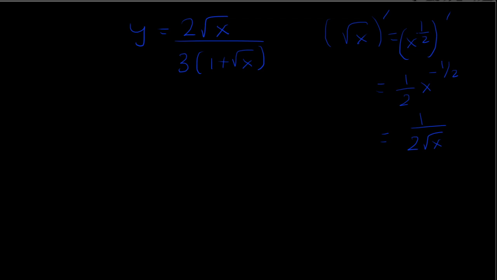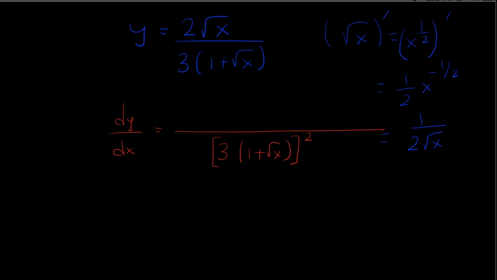Okay, now I'm going to start my derivative. So I have the derivative of y with respect to x. And because we're doing the quotient rule, put the denominator squared first. Okay, then we're going to take the derivative of the top. So we're going to have 2, and then multiply by the derivative of square root of x. So that would be 1/2 times 1 over square root of x. Okay, so that's the derivative of the top times the bottom.